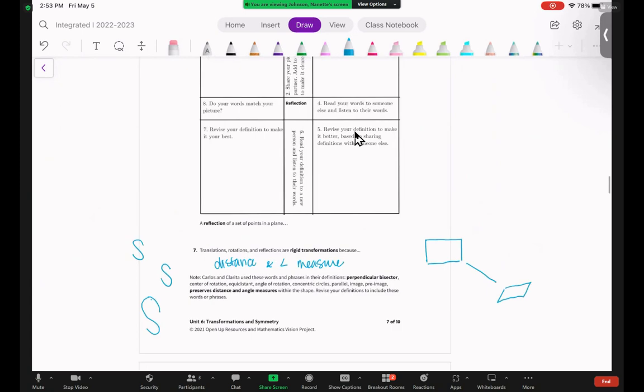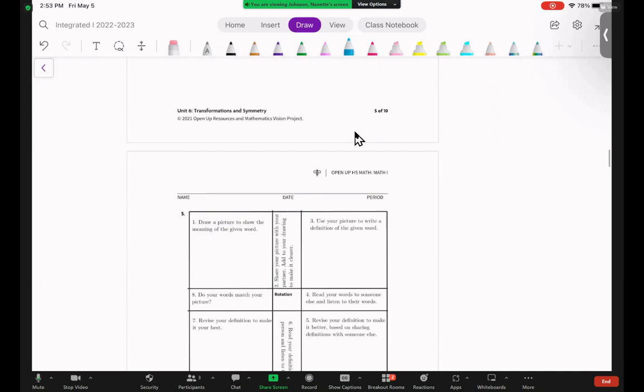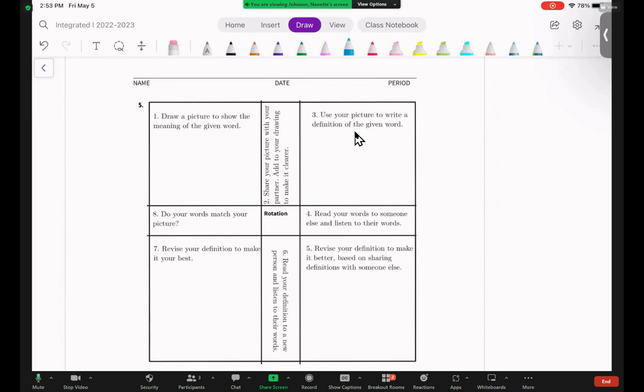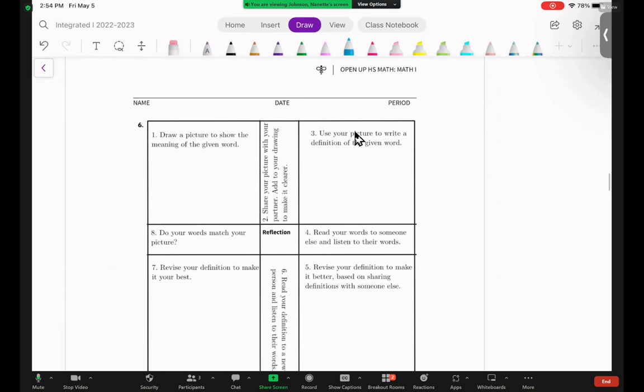So, words that I would like you to use when you're talking about rotation, maybe you use the word circle. Remember when the lizard was diving into the mud? Maybe use the word angle for reflection. I'd like you to use words like, let's see, perpendicular. Maybe you can even use the word slope.